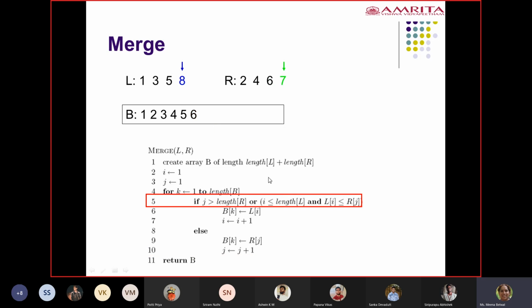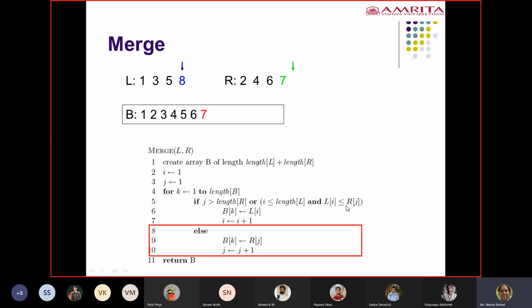And now i is less than or equal to length of L. This condition is satisfied, right? And L[i] is less than or equal to R[j]. This condition doesn't satisfy, so it comes to the else. Now 7 is copied. After 7 has been copied, j has become j plus 1. So j was 4, now j has become 5. So now j is greater than length of R.